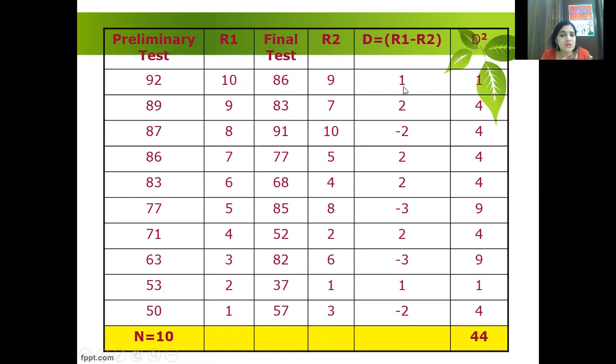10 minus 9 is equal to 1, 9 minus 7 is equal to 2. This way you have taken all the differences. Now you will be squaring these values. 1 square is equal to 1, 2 square is 4, 2 values again 4, 3 square would be 9, then 2 is 4, for 3 it's 9, for 1 it's 1, for minus 2 it's 4. You'll be summing this up. It is 44 now, right? And n is equal to 10.